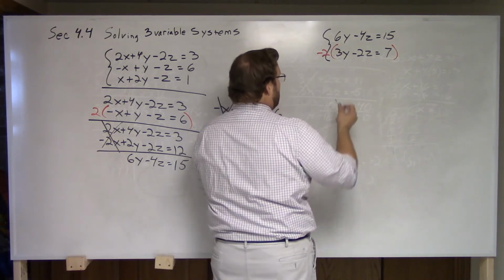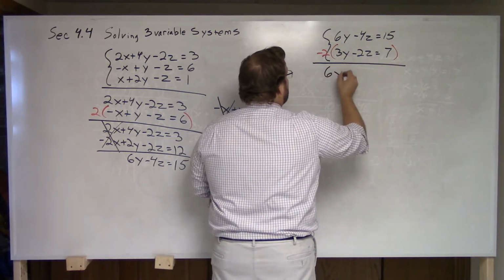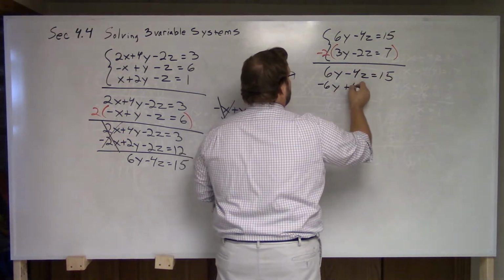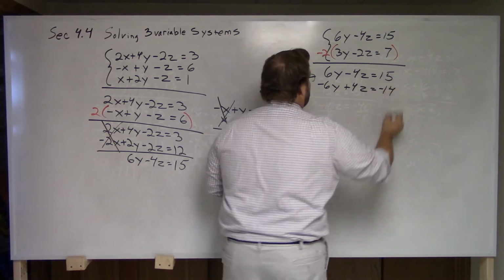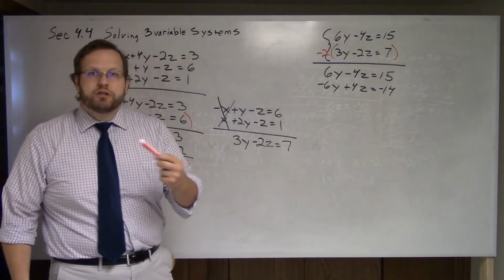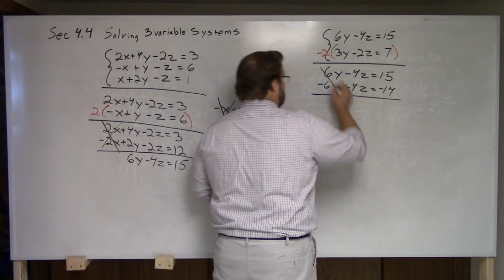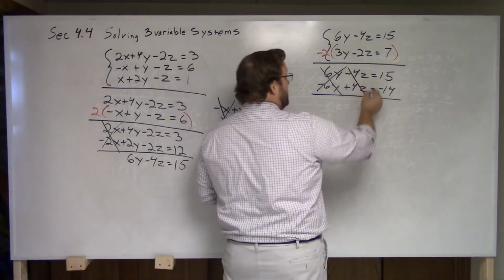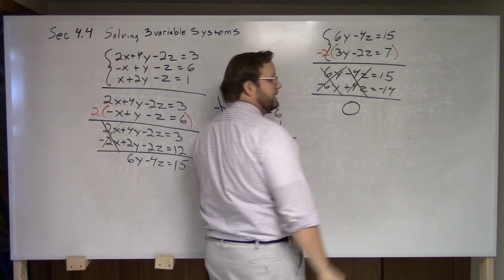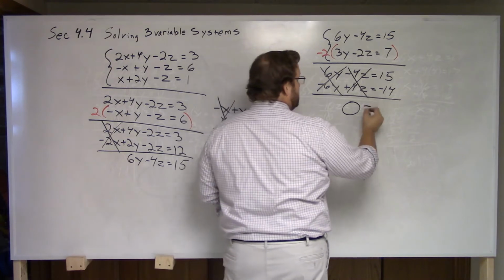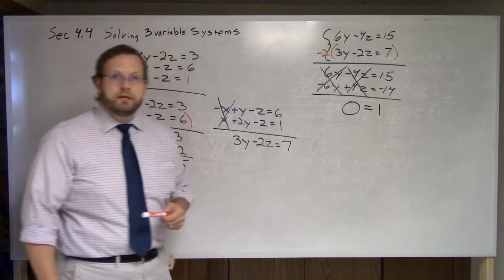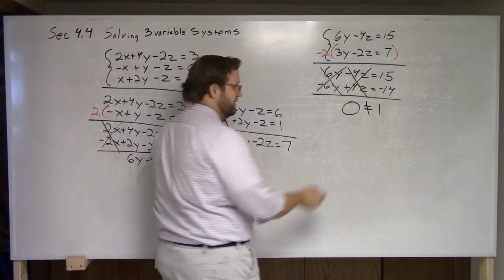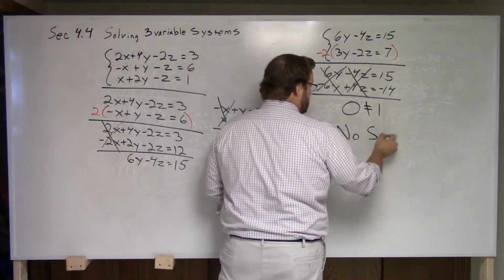So what I get here is that. Now, I was targeting the y's, and yes, in fact, they go away. But what else happens? The z's go away as well. I got nothing on this side. 15 minus 14 is 1. 0 equals 1, that's not true. So remember, when we saw that, what do we say? No solution.